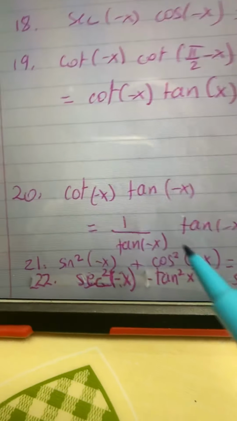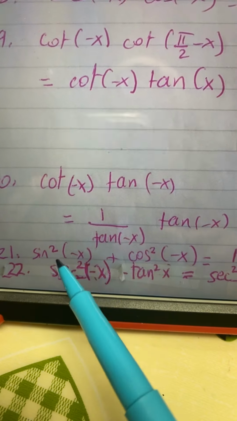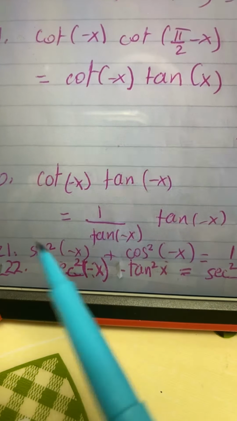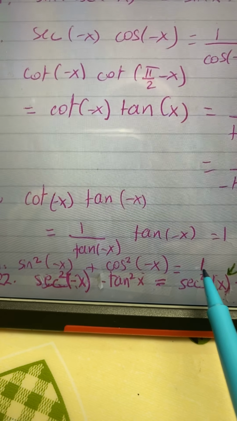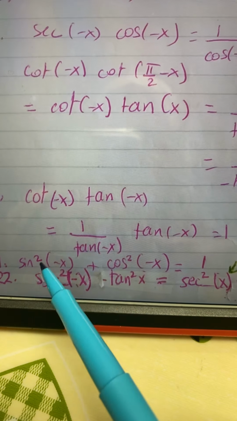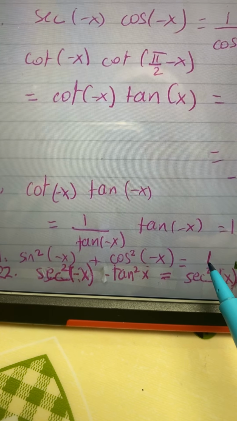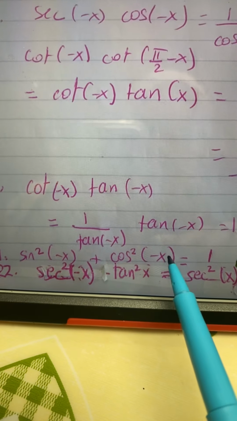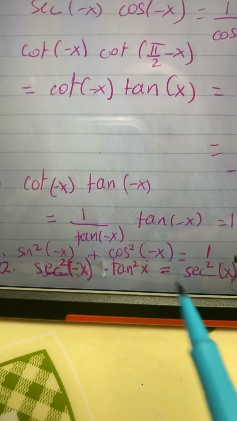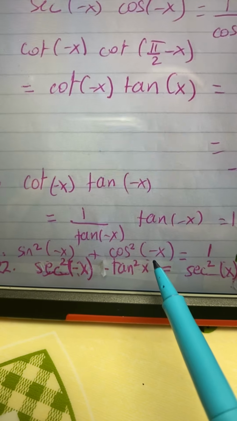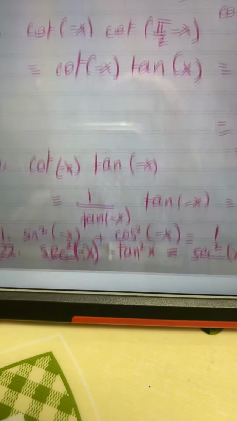Number 21, sine squared of negative x plus cosine squared of negative x. Regardless of what the angle is, sine squared plus cosine squared equals 1, as long as this is the same angle for both. So again, the reason why this equals 1, I disregard what's inside as long as it's the same. Sine squared plus cosine squared equals 1. So I don't even need to go into details on the even odd identities.